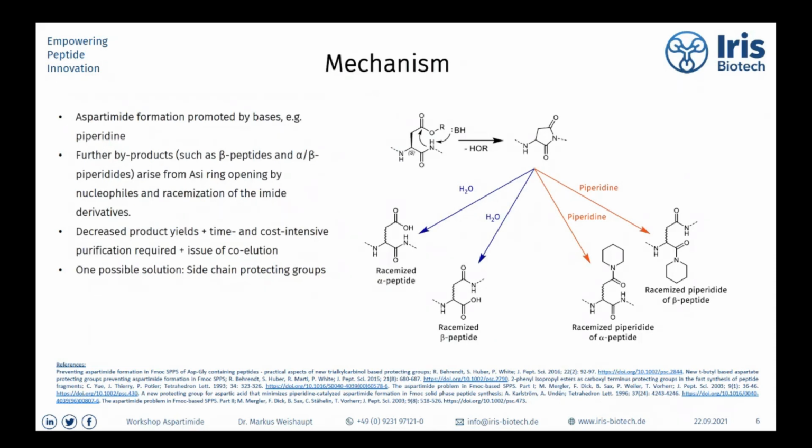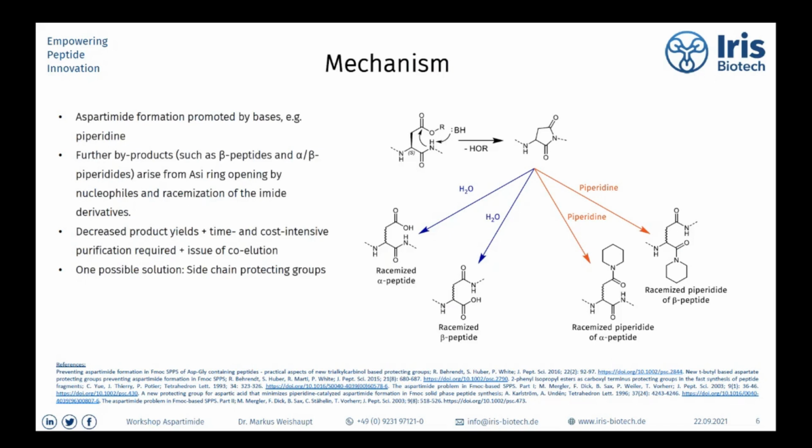So how does aspartimide formation work? It is promoted by bases, for example, piperidine. As piperidine is used in most Fmoc deprotection protocols, this is of course a problem which is exacerbated with each Fmoc deprotection cycle.